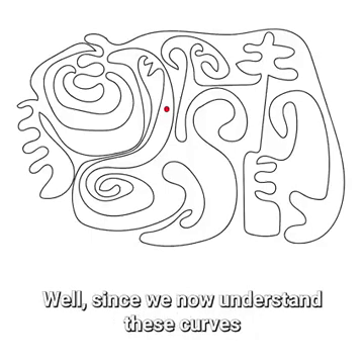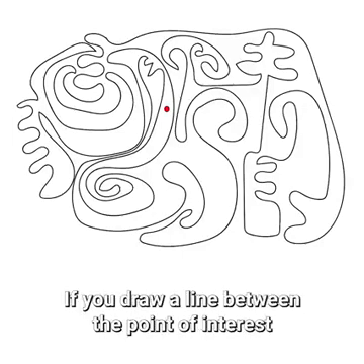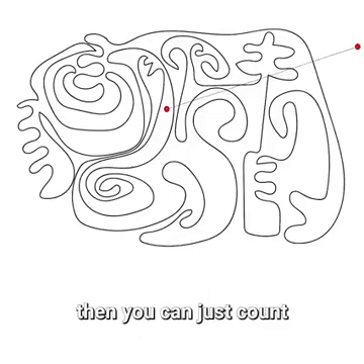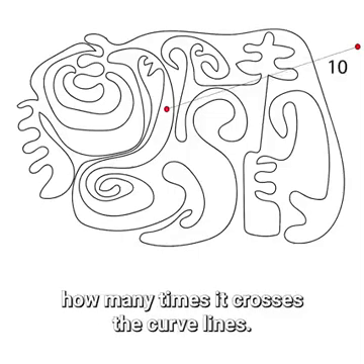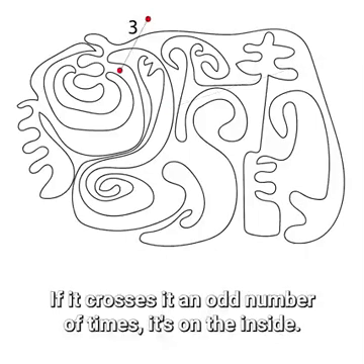Well, since we now understand these curves, there's some rules that we can follow. If you draw a line between the point of interest and another point that we know is outside the curve, then you can just count how many times it crosses the curved lines. And if it crosses it an even number of times, it's on the outside. If it crosses it an odd number of times, it's on the inside.